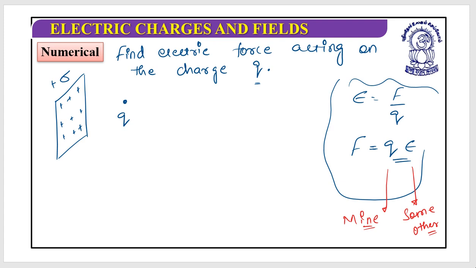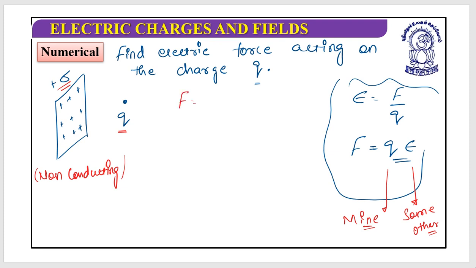So here what was the case? Which is mine and which is some other? This charge Q is mine and the electric field will be due to some other, here the plate. As it is mentioned to find the electric force acting on the charge Q, and they have not mentioned anything about the plate, I assumed it as non-conducting.